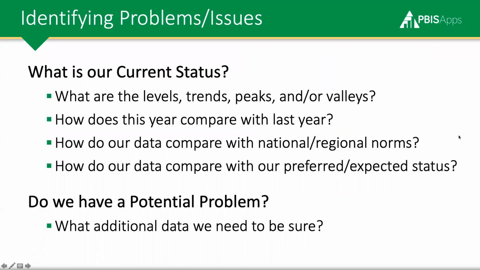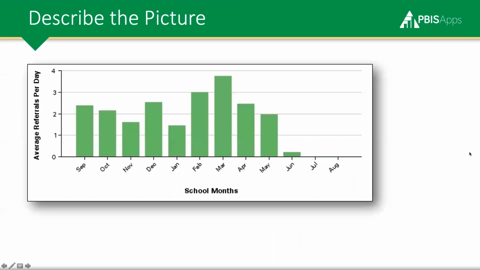So when we look at this report, we look at the fact, are we seeing trends? Are we seeing peaks? What's our data look like compared to last year? You know, how do we compare with the national or regional norms? So this is the place we want to start. And this report helps us answer these questions. So when we look at this report, this is a school and we are looking at the whole year. So we're seeing September all the way till June.